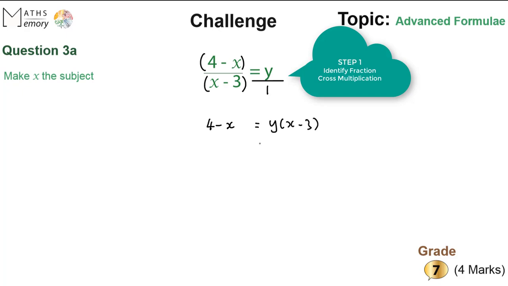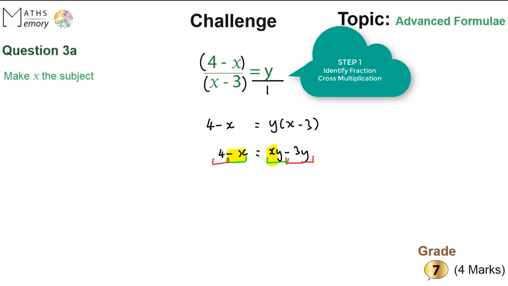Okay, now when you see a bracket, let's multiply this out. So 4 minus x would equal xy minus 3y. Okay, now it's very similar to the question before. Let's get all the x's on one side. We have two x terms over here. We have a minus x and we have an xy. Okay, so those are two over here. Let's just highlight that a bit more formally with a green box. So those are our x terms. These are our non-x terms over here.